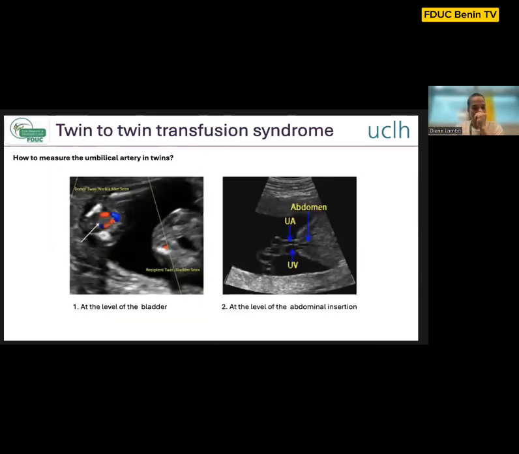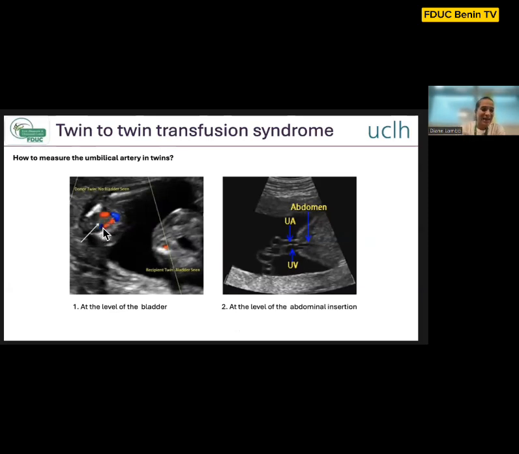So I guess the reason I wanted to put this slide in is that it's not always immediately obvious how to measure the umbilical artery in twins, because again, what's important is that you have reproducibility. So from one scan to the next, everybody's measuring the same parts of the umbilical cord. Now in singletons, obviously you're looking for a free loop, but in twins, it's sometimes a little bit difficult to determine who that loop belongs to. And so what I tend to do is measure at the level of the bladder. So I apply my color Doppler at the level of the bladder.